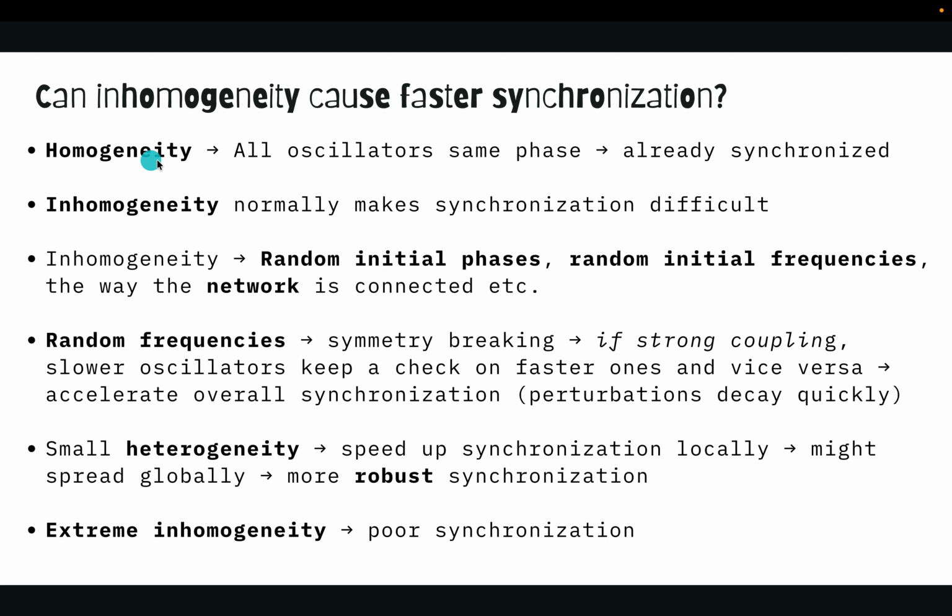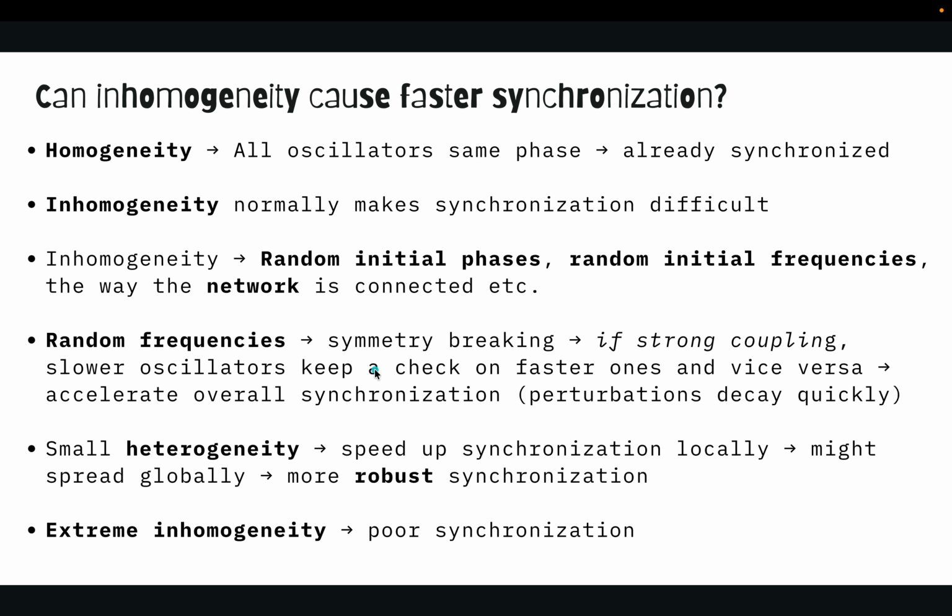Homogeneity, in our case, means all oscillators have the same phase. I mean, they're already synchronized. Inhomogeneity normally makes synchronization difficult. Of course, if we are already synchronized, what's the point of talking about getting synchronized? But if you're inhomogeneous, then synchronization will be difficult. In our model, inhomogeneity would correspond to random initial phases, random initial frequencies, the way the network is connected, etc.